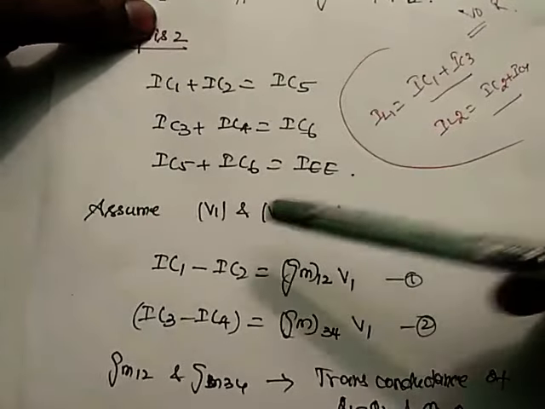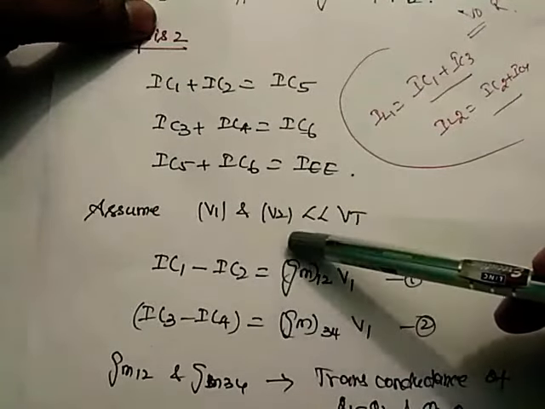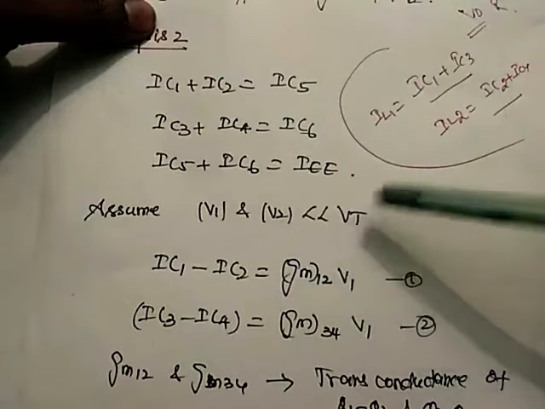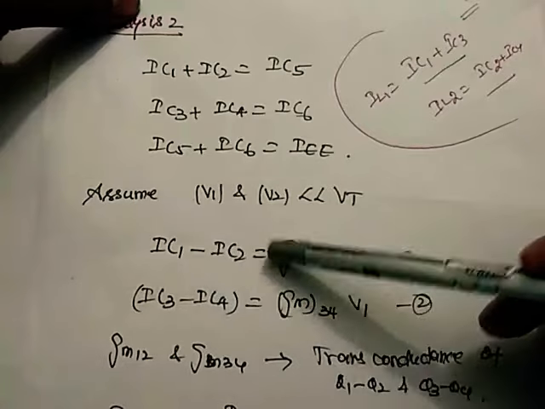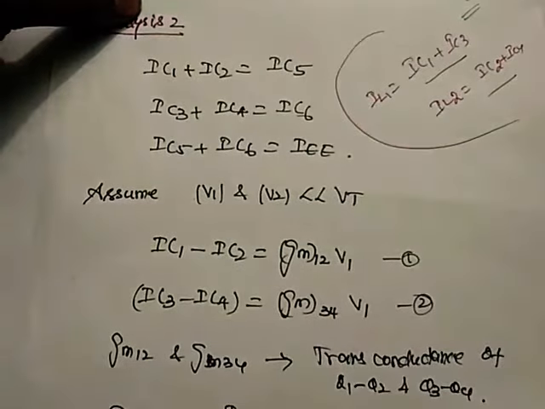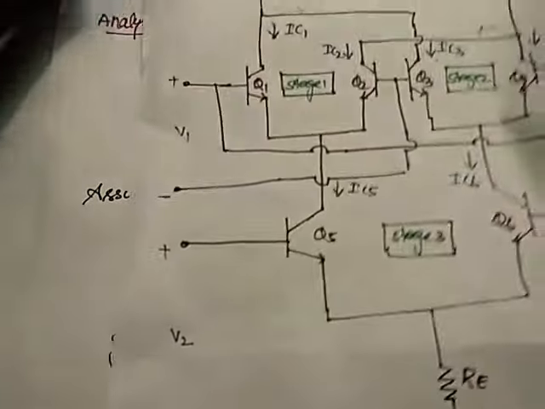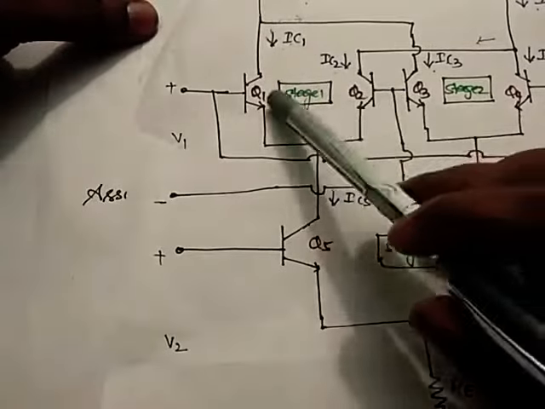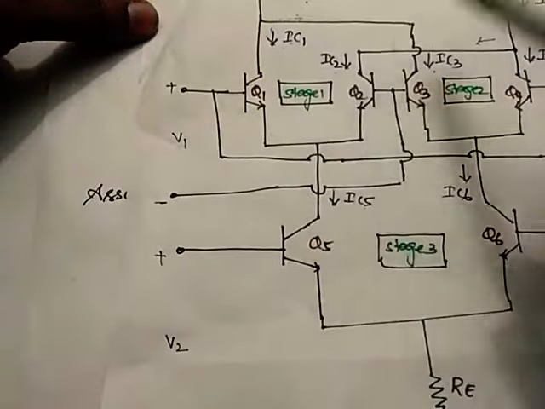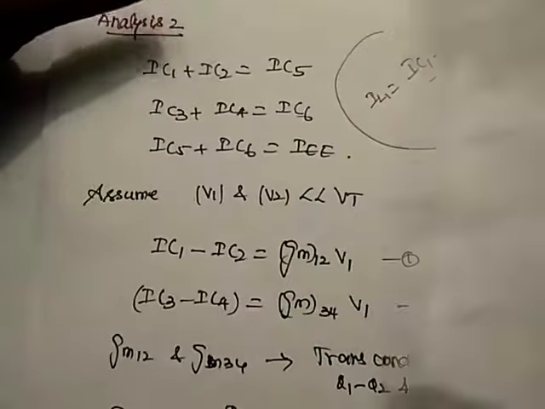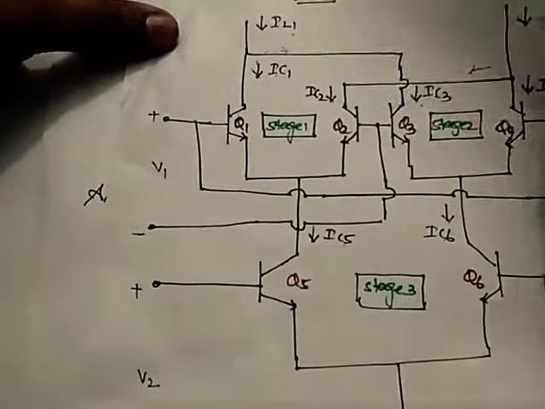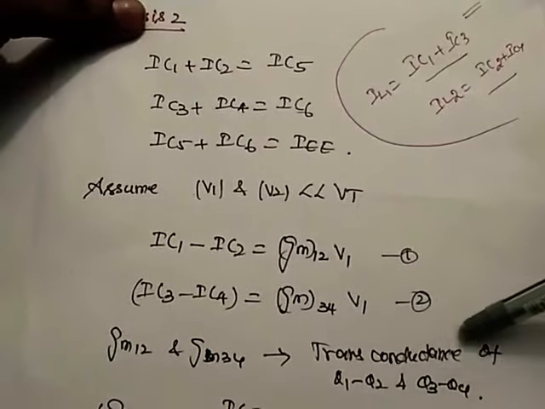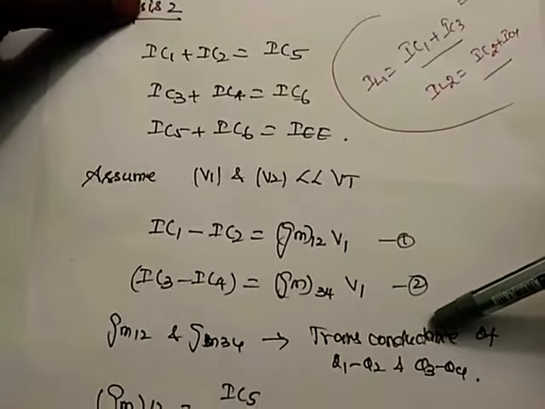Let us assume that the modulation of V1 and V2 should be very much less than VT. So here we can write IC1 minus IC2 is equal to GM12 into V1. That is the difference between both the collector currents. IC1 minus IC2 is nothing but GM1 into the corresponding input voltage V1. We know GM1 is the transconductance of Q1 and Q2.